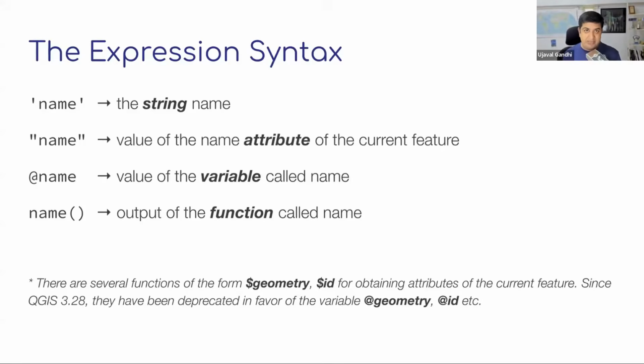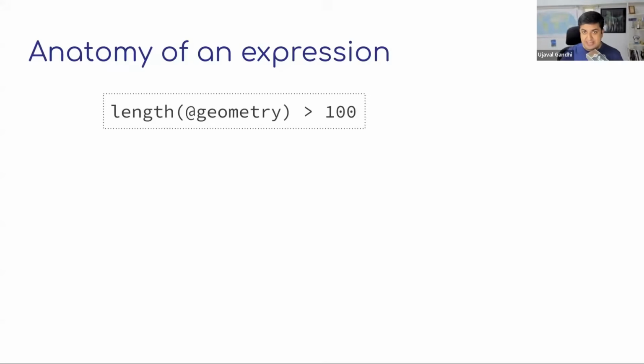So these are the 4 main rules you need to remember when you are writing an expression: single quote for strings, double quote to refer to the field, @ to refer to a variable, and then parentheses to refer to a function. Let's take a simple expression like this.